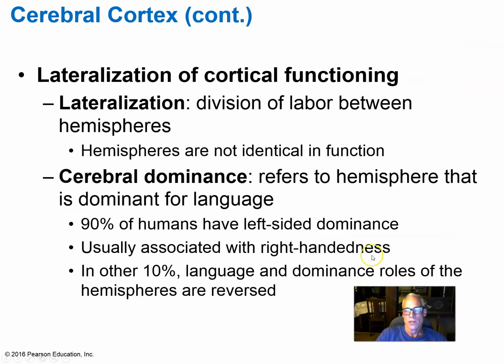Well, the hemispheres have a structural sort of symmetry about them. They look similar, but they're not entirely similar in function. So it turns out that most people have a left-sided dominance. The left hemisphere is dominant over the right hemisphere, and it usually corresponds to right-handedness. 10% of the people have right hemisphere dominance and are left-handed.